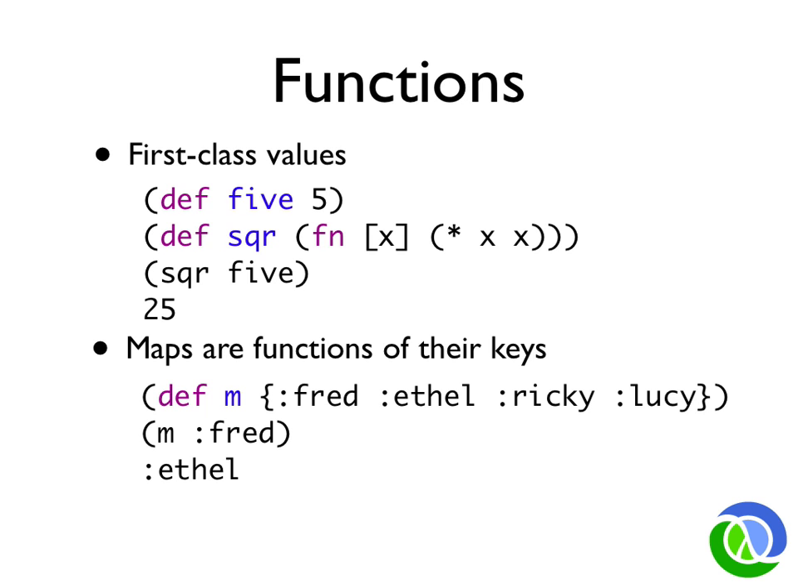Methods in Java are not first class. You can't put a method into a variable. You can't pass a method to a function. They're special things. In Lisps, and in fact in most dynamic languages today, functions are first class, which means the function is a value. So I've defined 5 to mean 5.